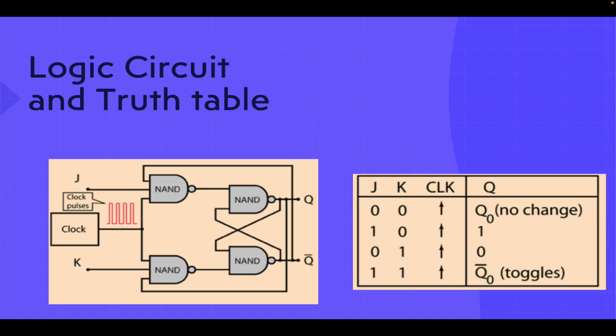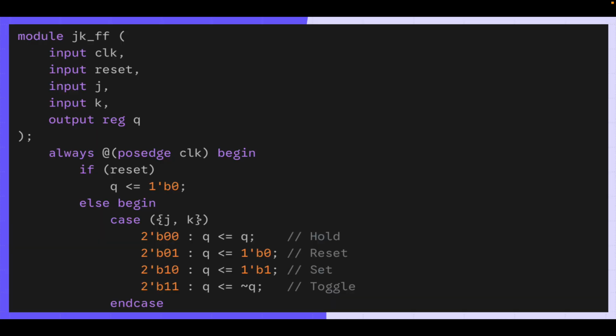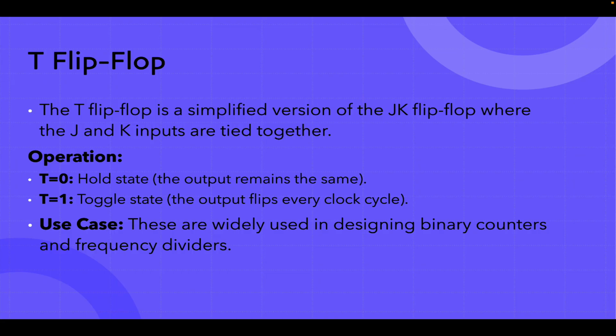Now in the SR, we had the problem of invalid state. Here we have the problem of toggling. That means it will keep on continuing. It is shifting between 0 to 1, 1 to 0, 0 to 1, 1 to 0. We need to solve it, right? Let us see how the T flip-flop can solve it.